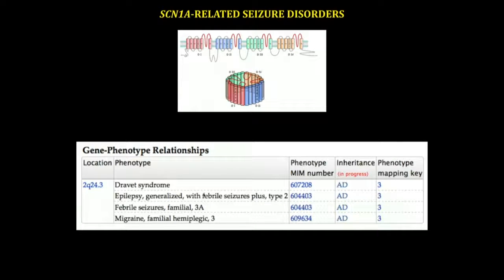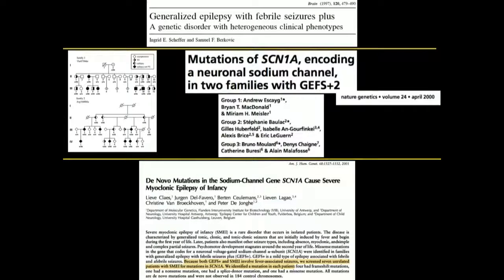Dravet syndrome, we will see some of them in detail. Dravet syndrome, which is a form of severe epilepsy starting in infancy. Epilepsy with generalized seizures, which is a much milder form, usually running in families. And febrile seizures, which is a minor manifestation limited to early infancy. And then a few families with hemiplegic migraine. And this is another type of manifestation.